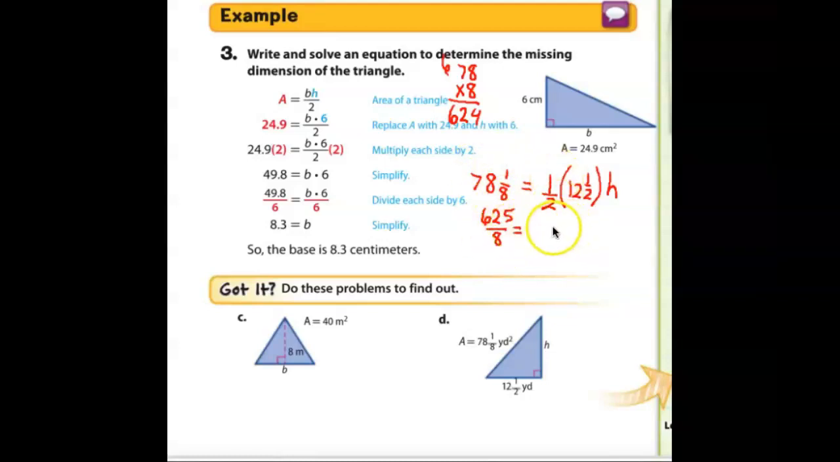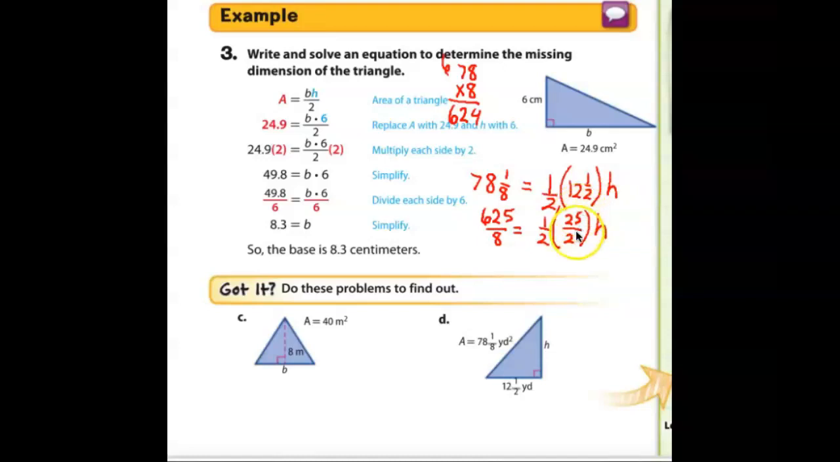And then we have times 1/2, and we need to make the 12 1/2 an improper fraction. So 12 times 2 plus 1. Answer that for me, please. 12 times 2 is 24, plus 1 is 25, so we're going to go ahead and write 25/2, and then we're just going to say h.